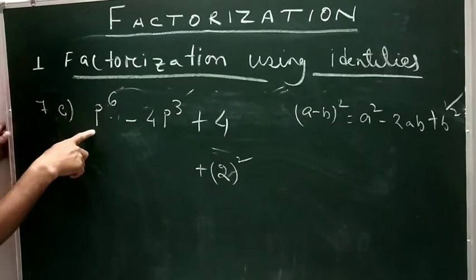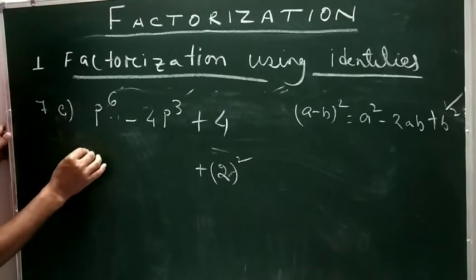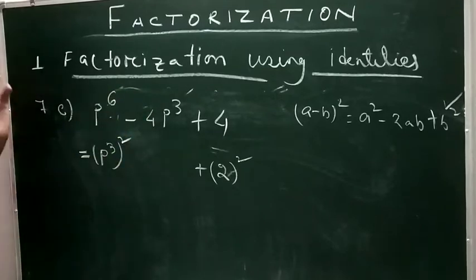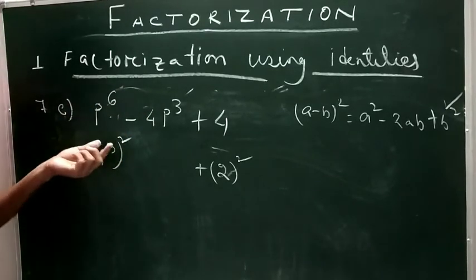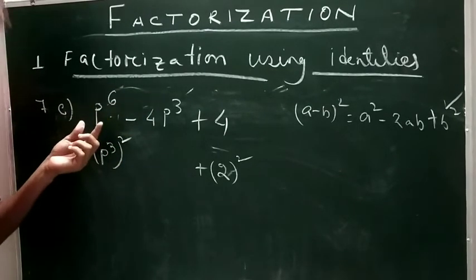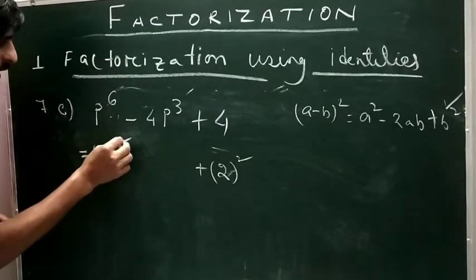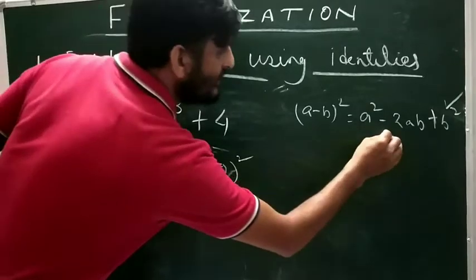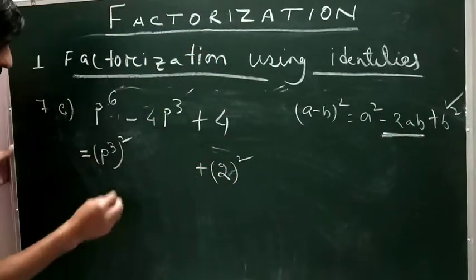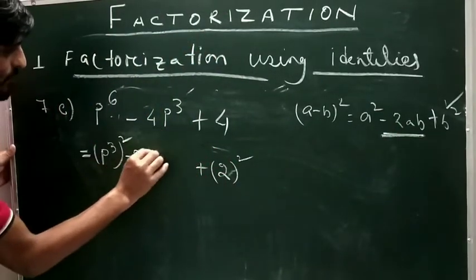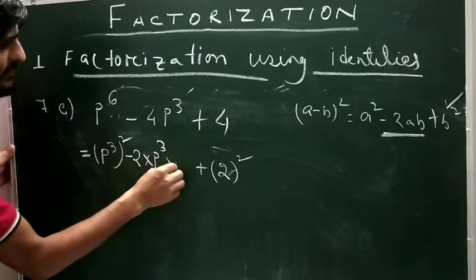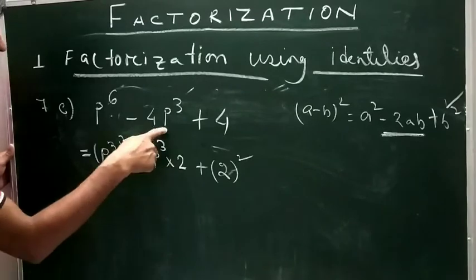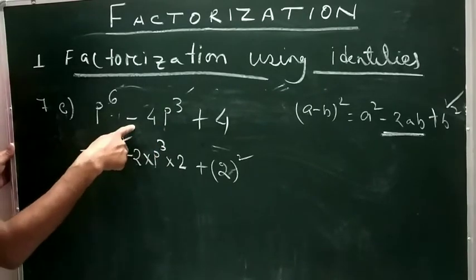Now, we can see here it is p to the power 6. That means it can be written as (p cube) to the whole square. According to the law of indices, if there is a power over another power, the powers are multiplied: 2 into 3 is 6, so p to the power 6. Then if we fit this in this form, minus 2ab means minus 2, where a is p cube and b is 2. The result will be 2 multiplied by 2, which is 4, and p cube, and the minus gives minus 4p cube.